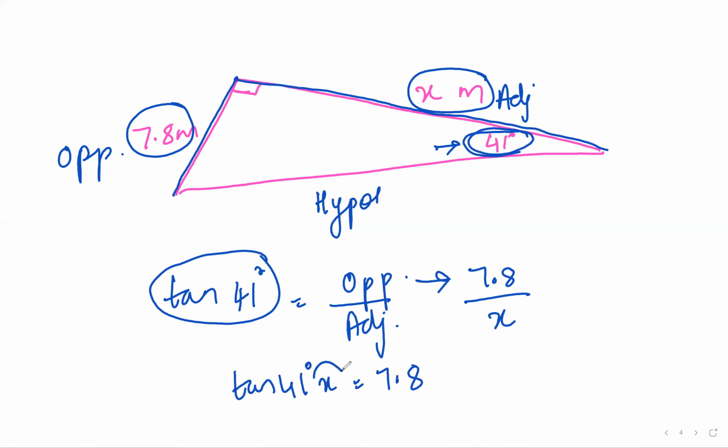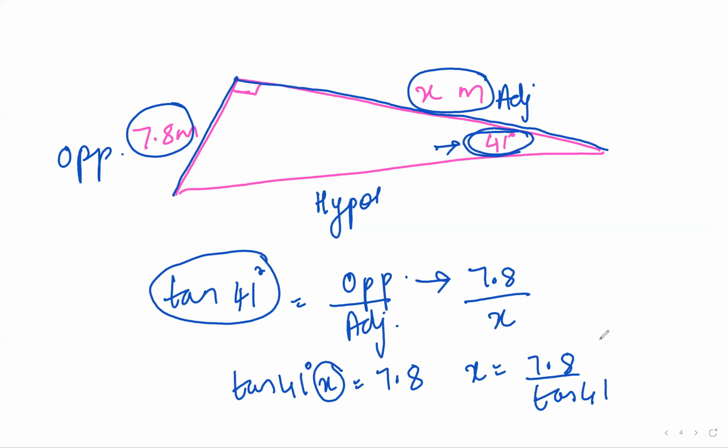Correct. I want to find this x, so I will take 7.8 divided by 1041, because we know the sign between 1041 and x is multiplication. When it goes to the other side, it becomes division. Now straight away on your calculator, 7.8 divided by 1041.